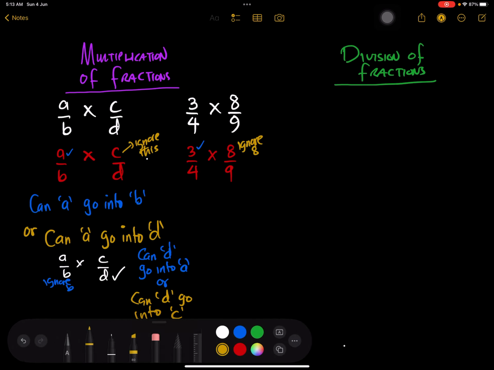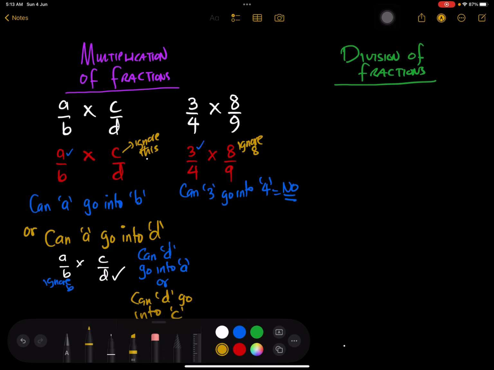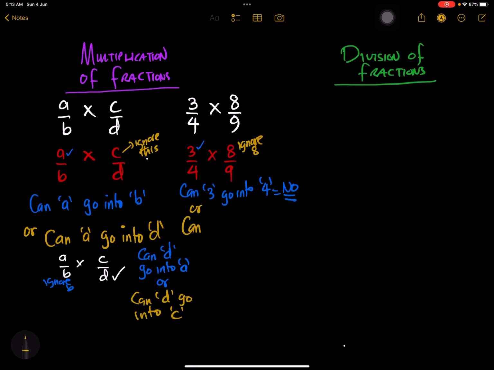Then we're going to ask the questions. Can 3 go into b? What is b? 4. And the answer is no, because there's no common factor between 3 and 4. The next question is, can a, which is 3, go into d? The letter d there is 9. Is it possible that 3 can go into 9? I think the answer is a big yes, because there's a common factor.